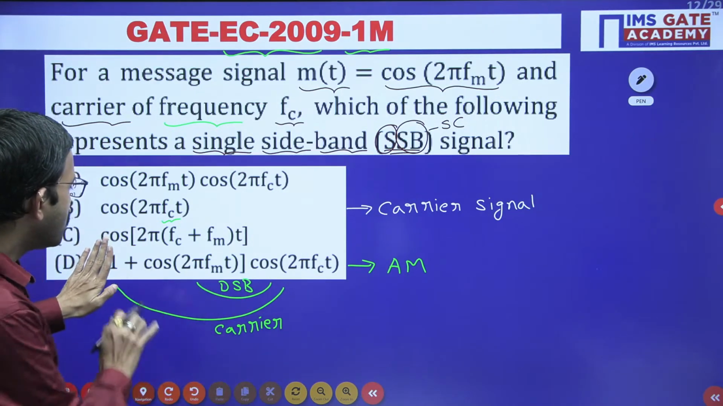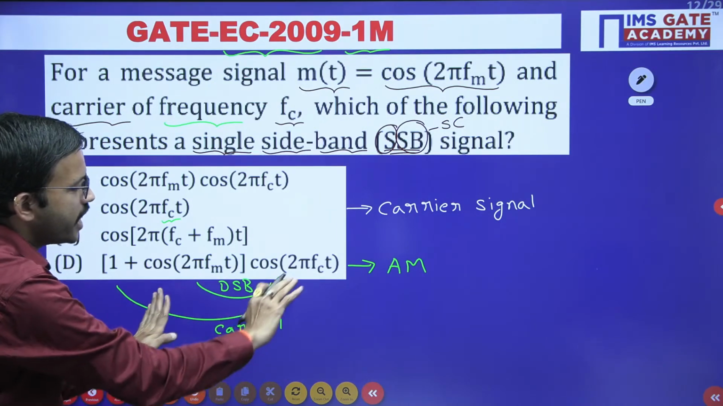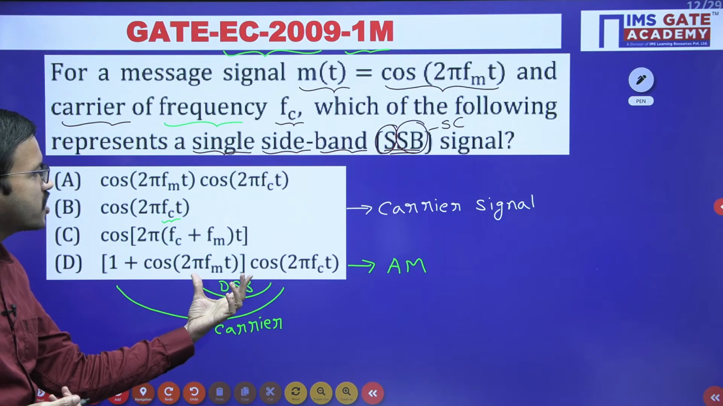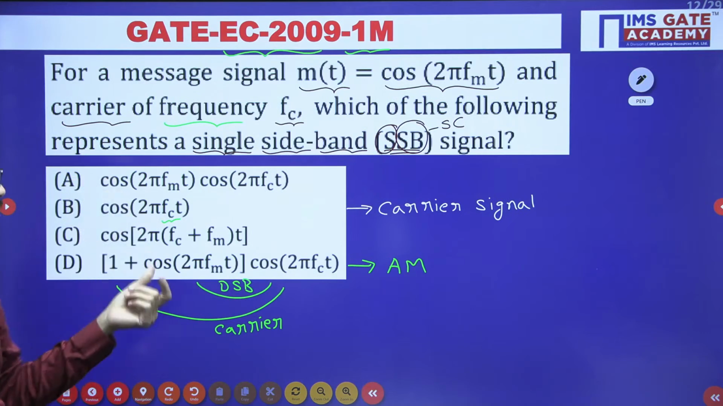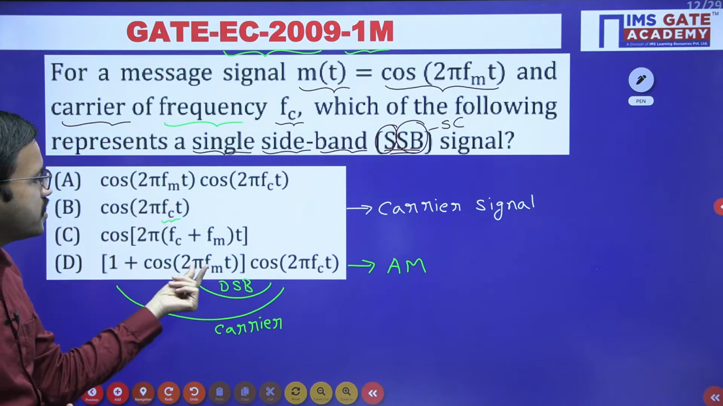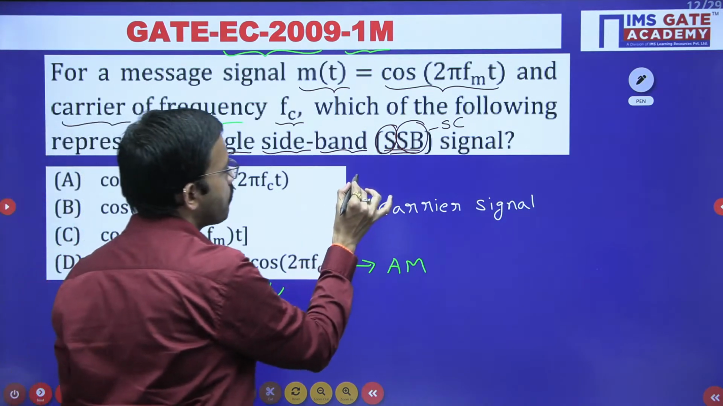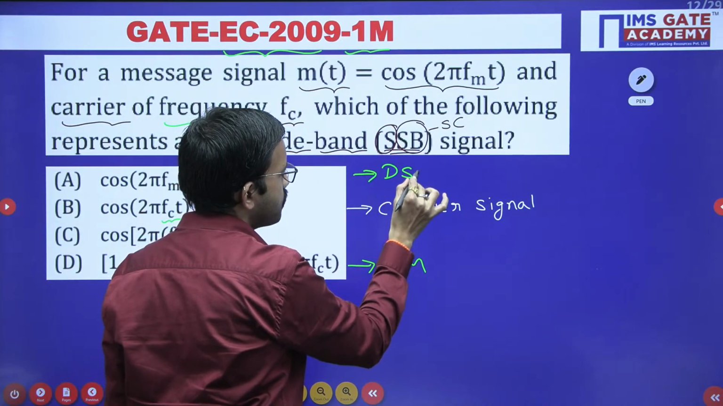Now if you remove the carrier component, whatever rest of the term you have is nothing but double sideband. You can observe cos 2 pi fm t into cos 2 pi fc t. This is nothing but double sideband suppressed carrier.